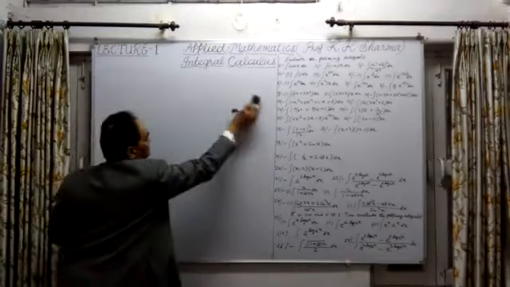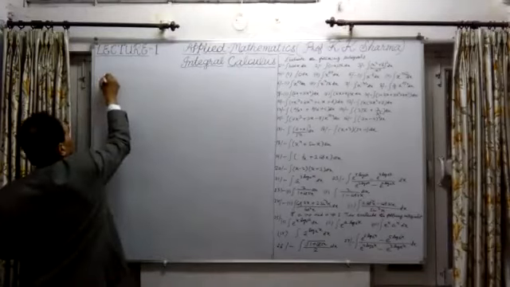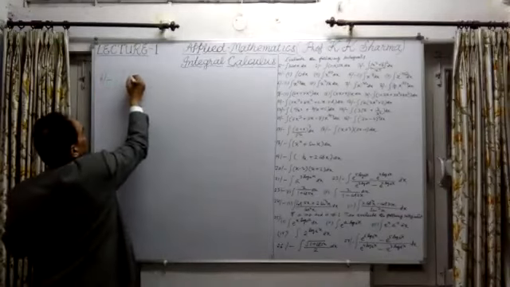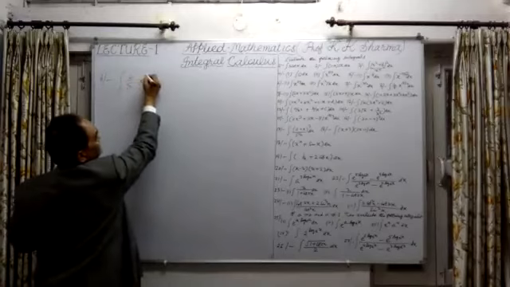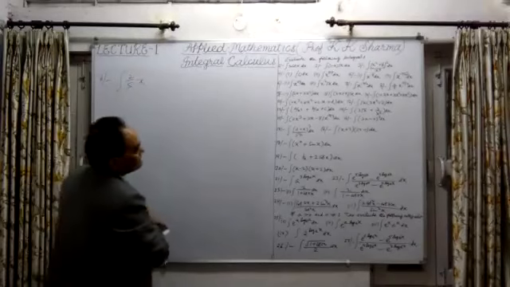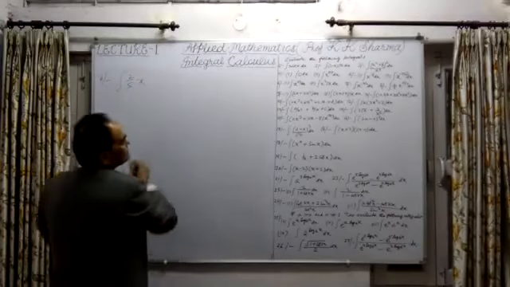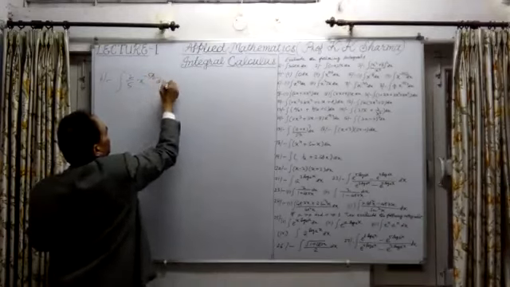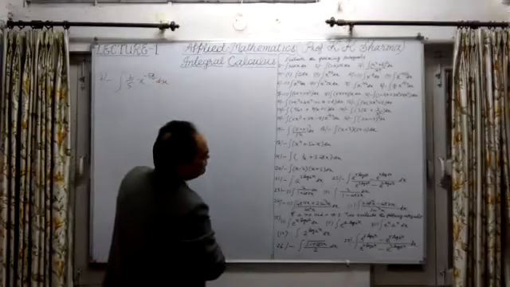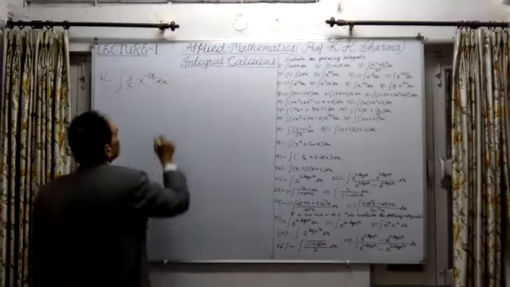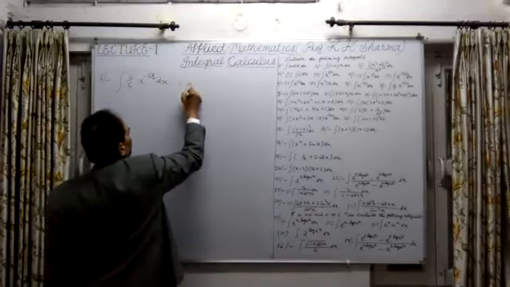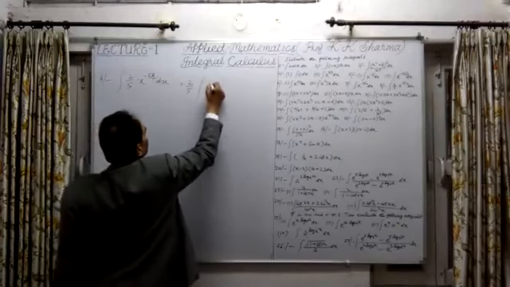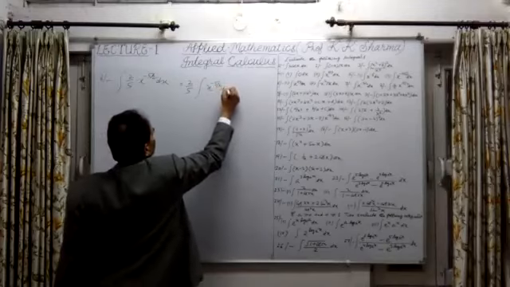Now let me take question number 8. What does question 8 say? It says the integration of 2 upon 5 into x raised to the power minus 5 by 2 dx, multiplied by 2 by 5. What is the integration of this? Now we know that this is 2 upon 5, a constant, multiplied by the integration of this function. Let me write it there. x raised to the power minus 5 by 2 dx.